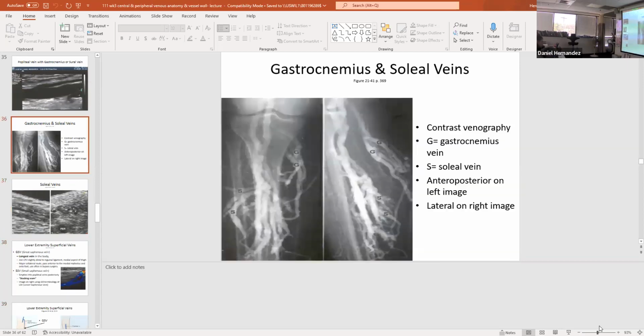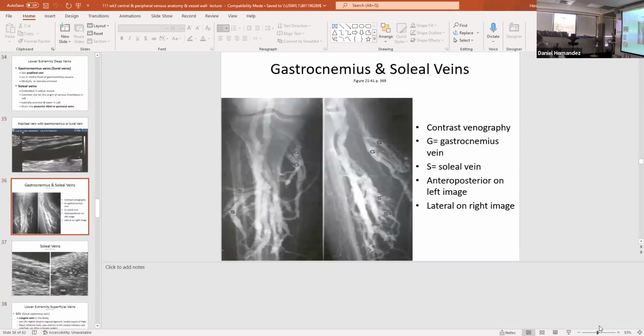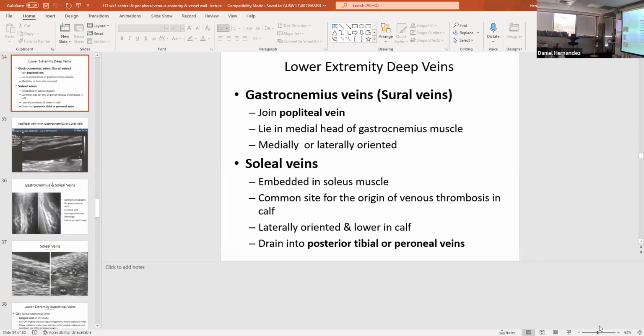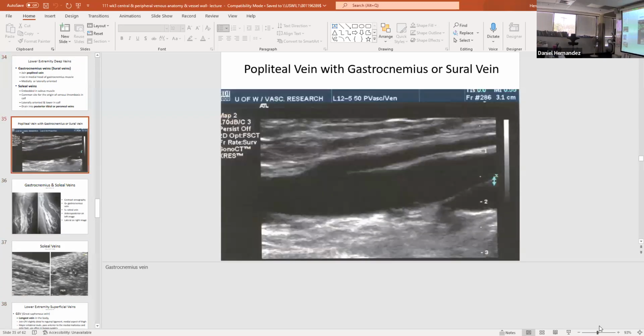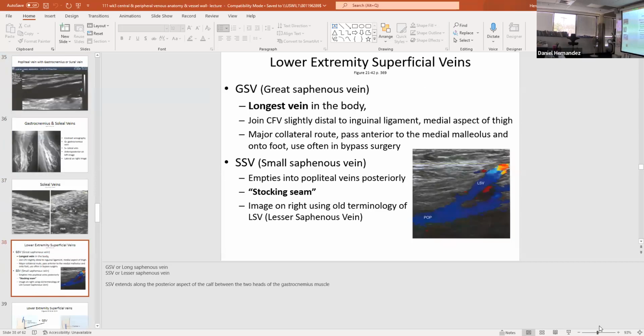All right, so deep veins. External iliac, common femoral vein, deep femoral vein, popliteal, anterior tibial, peroneal, posterior tibial. Gastrocnemius and soleal veins are also considered deep. And then we have two superficial veins in the legs. Similar to the arms, where we had cephalic and basilic, in the legs we have the GSV, the great saphenous vein, and then the small saphenous vein.